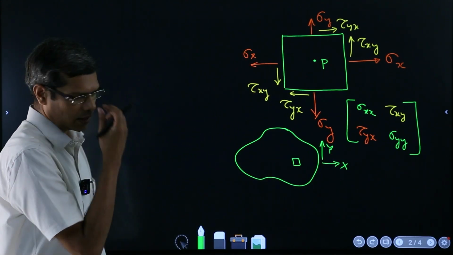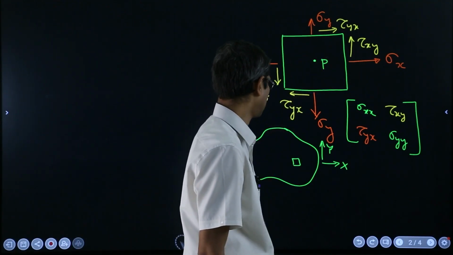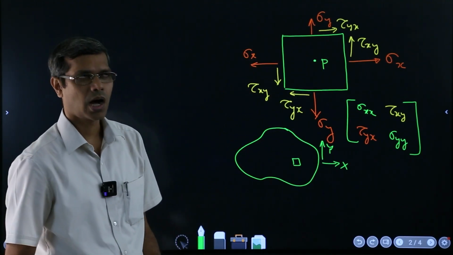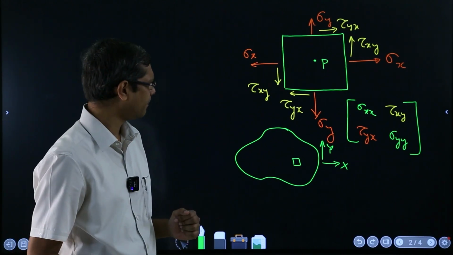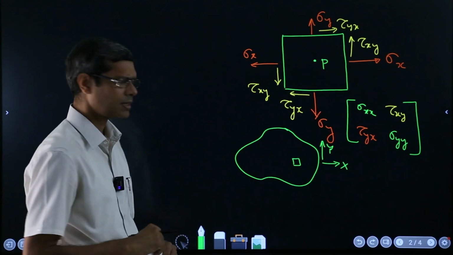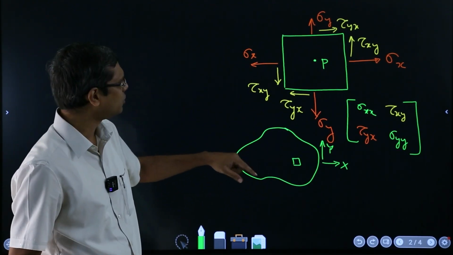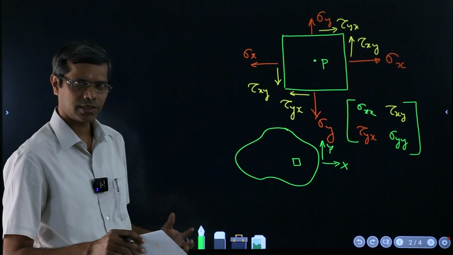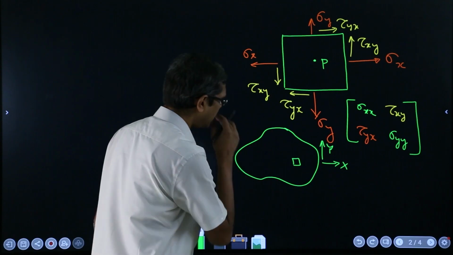But then suppose we know these stresses somehow. Now, how can we get them? When I say somehow, there is a method. For example, there are something called strain gauges which you can put on this body to measure some strains, and from that you can calculate the stresses. So, it's simple like this.